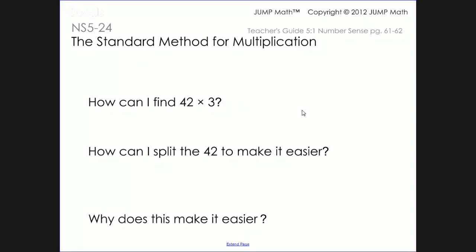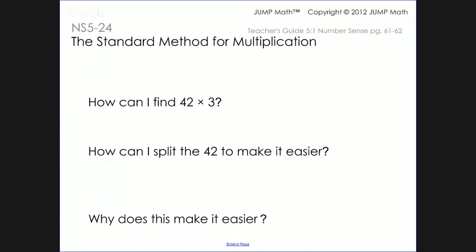This is NS5-21, the standard method for multiplication. How can I find 42 times 3? How can I split the 42 to make it easier? Why does this make sense? Sorry, why does this make it easier?